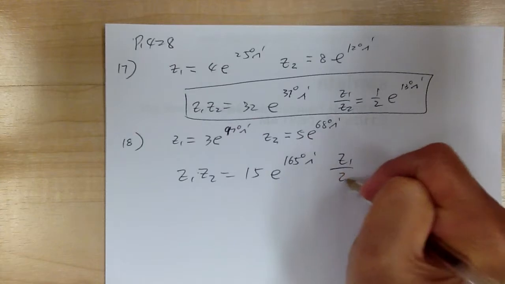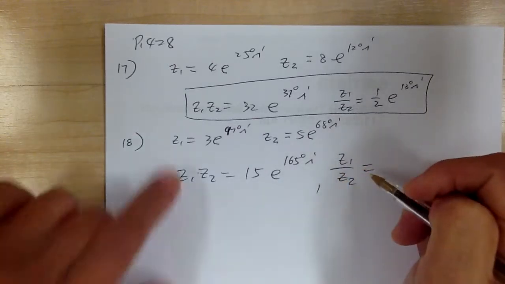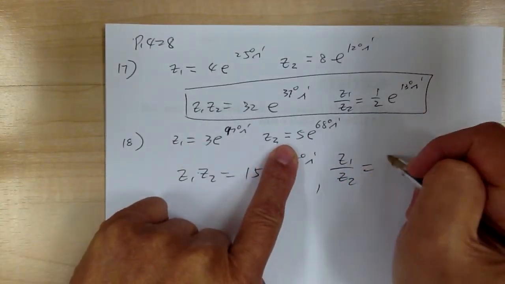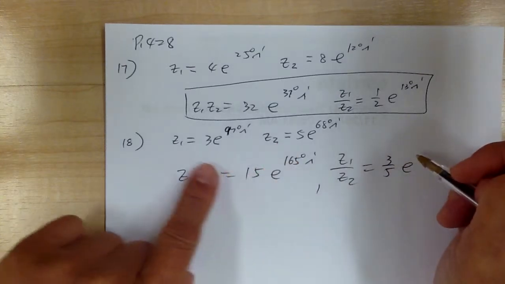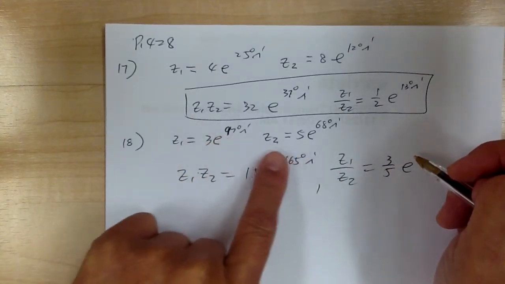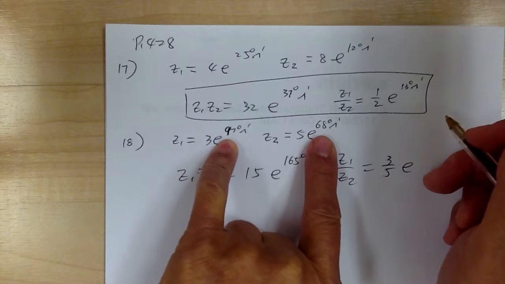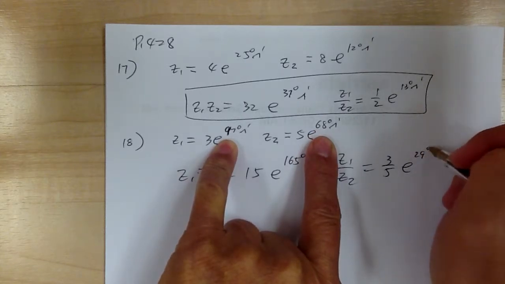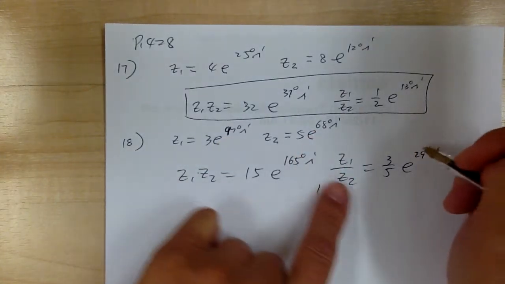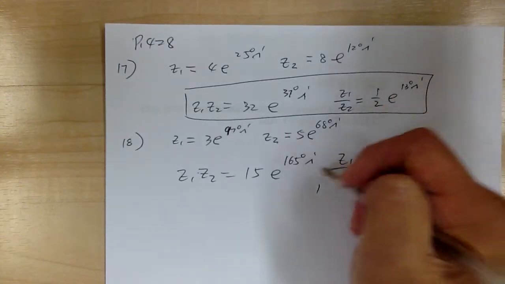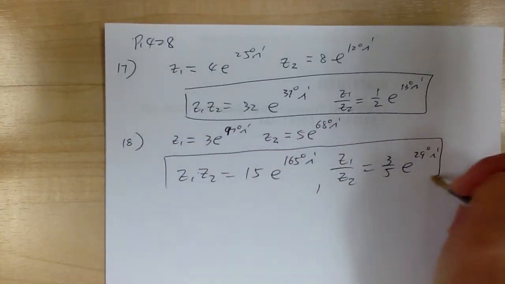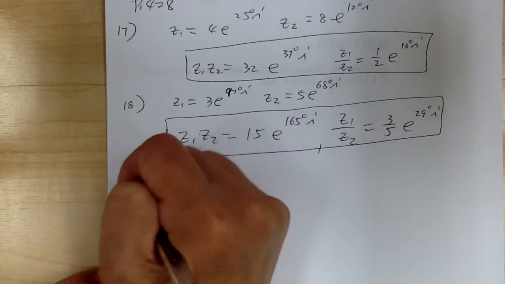Now z1 divided by z2, when you divide, 3 divided by 5 will be 3 over 5, and 97 minus 68 will give you 29 degree i. Okay. So again, it's very simple.